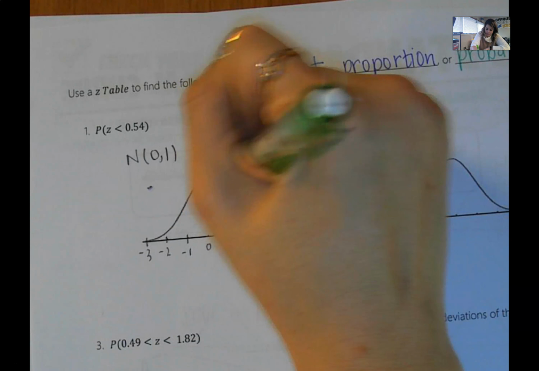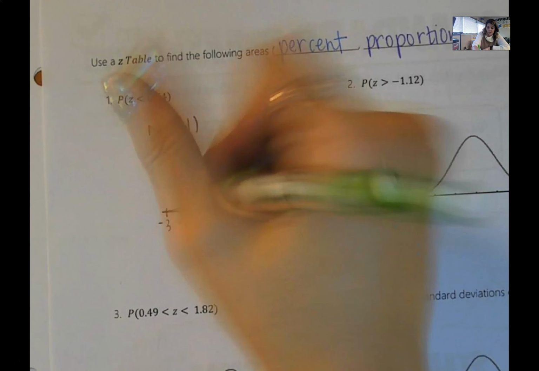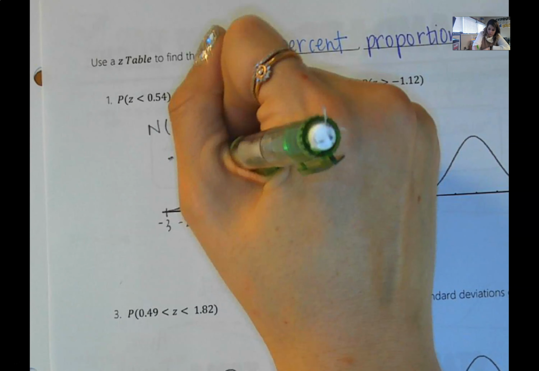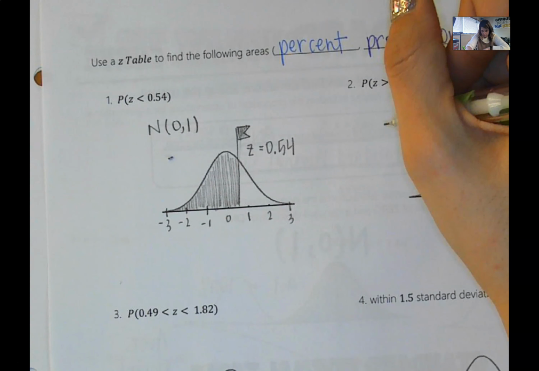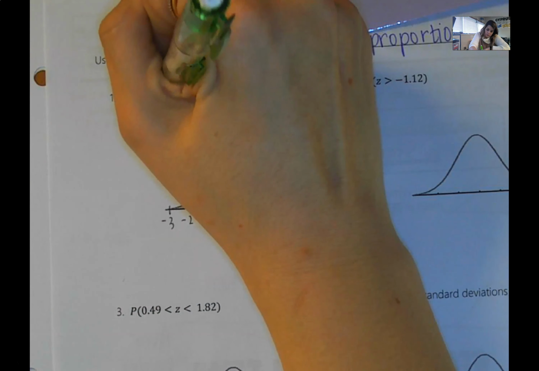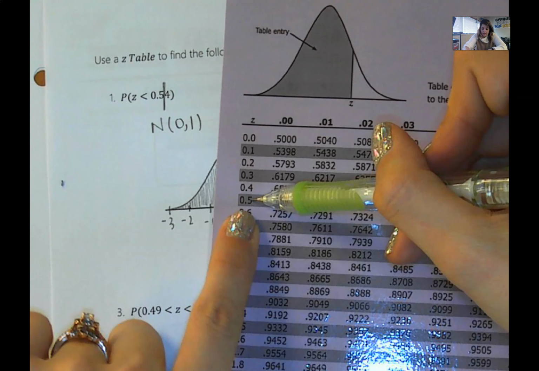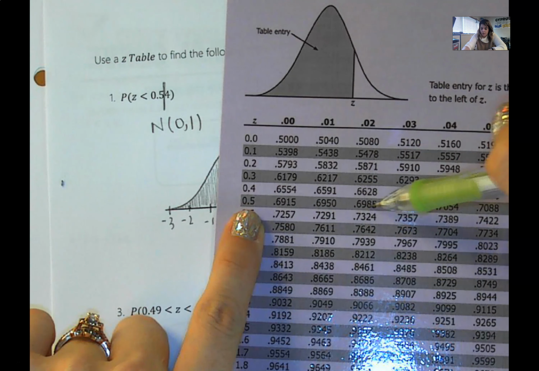So this is z equals 0.54. You shade in the area that you're looking for. Now we go to our z-table. You can split this if you need to. So down the column, we're looking for 0.5. And then across, we go to 4. So 0, 1, 2, 3, 4.